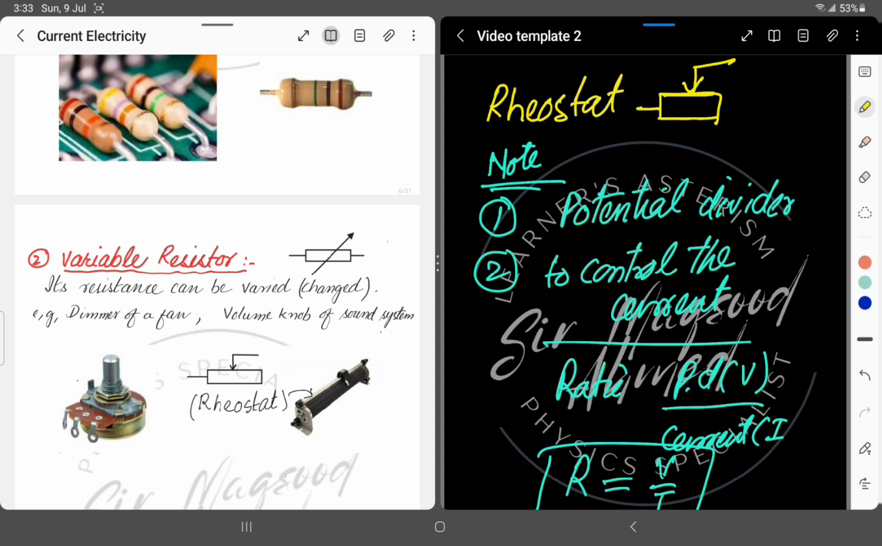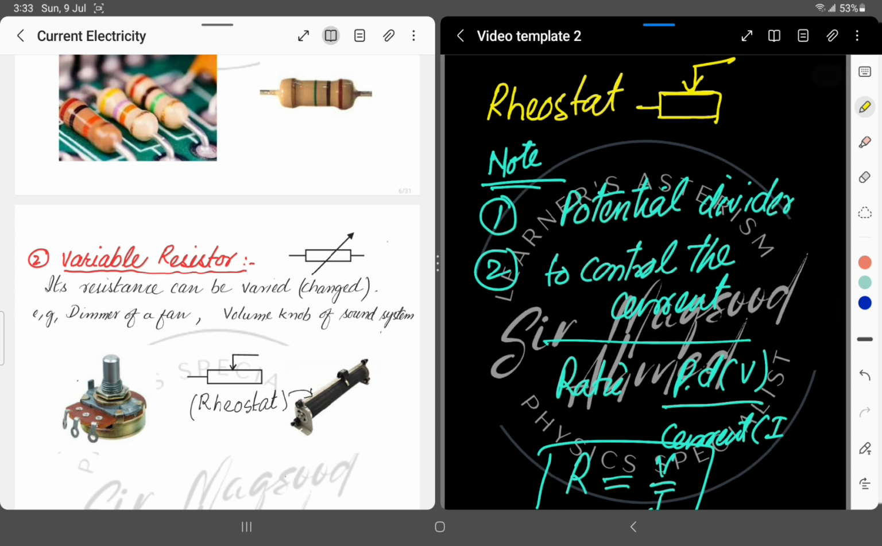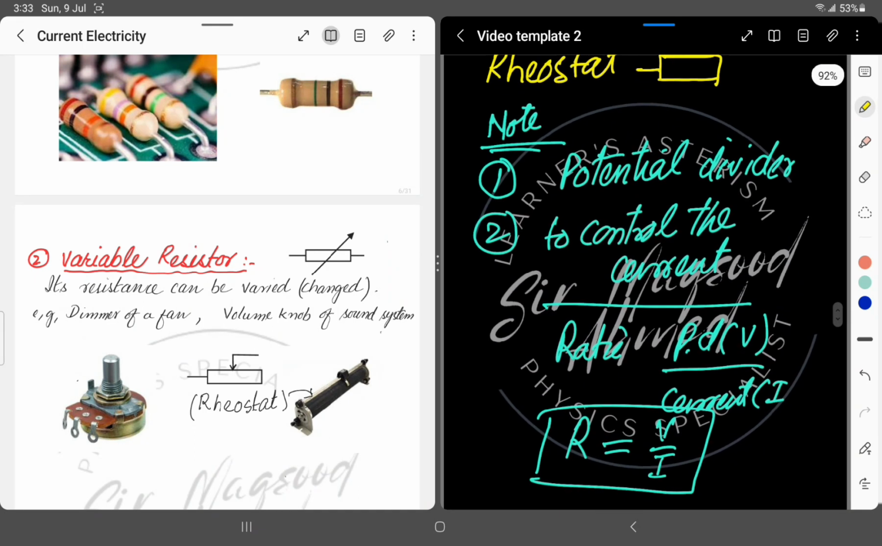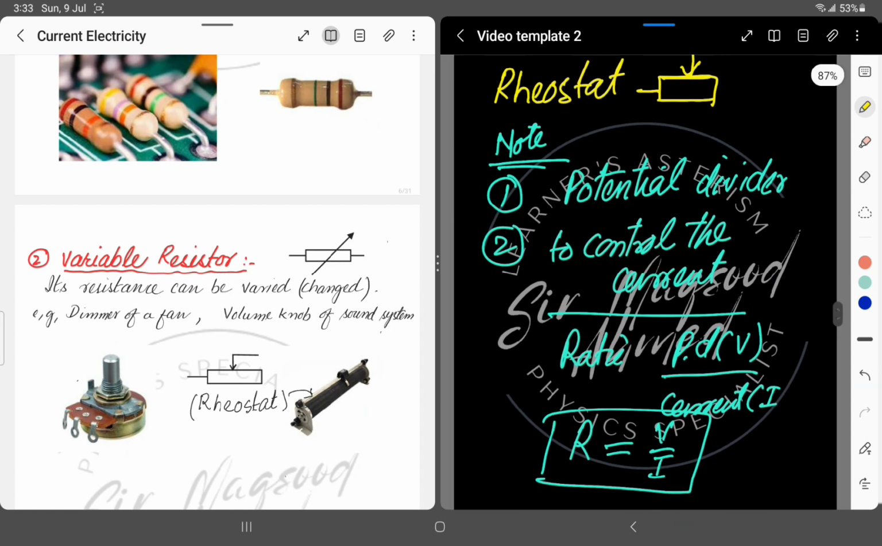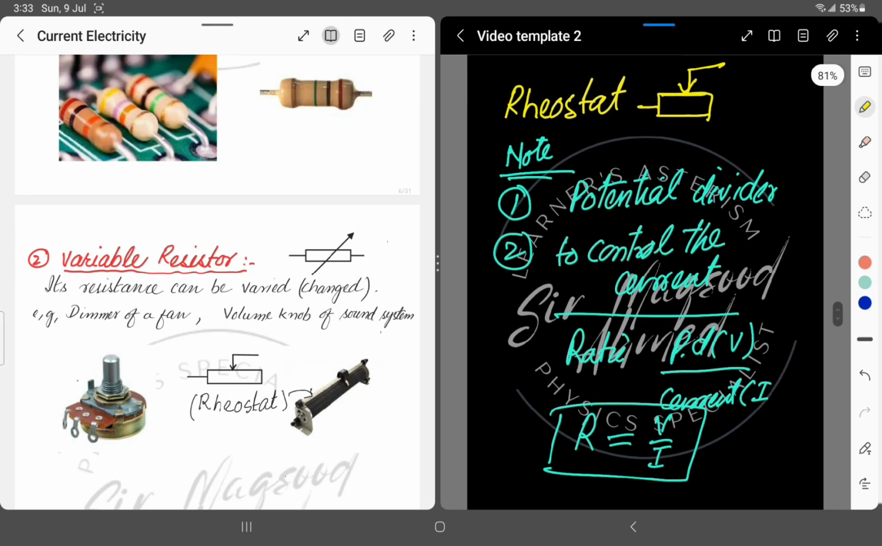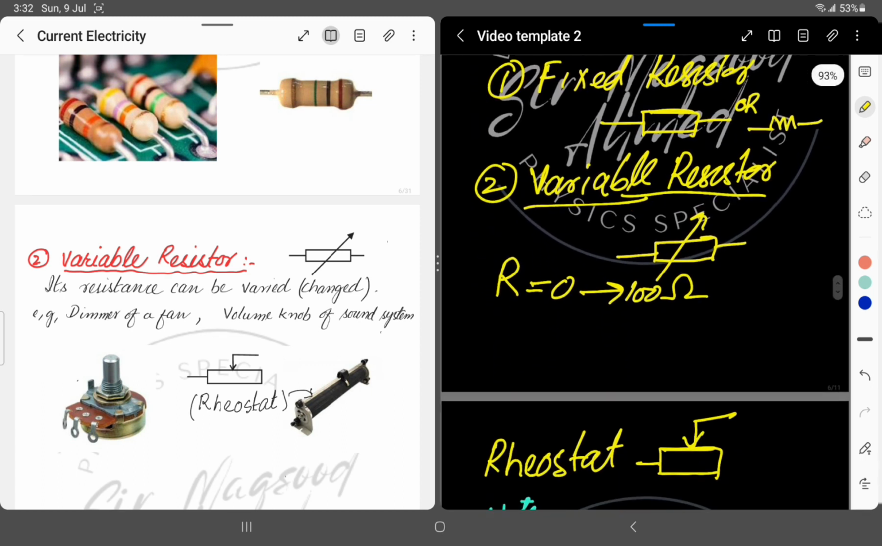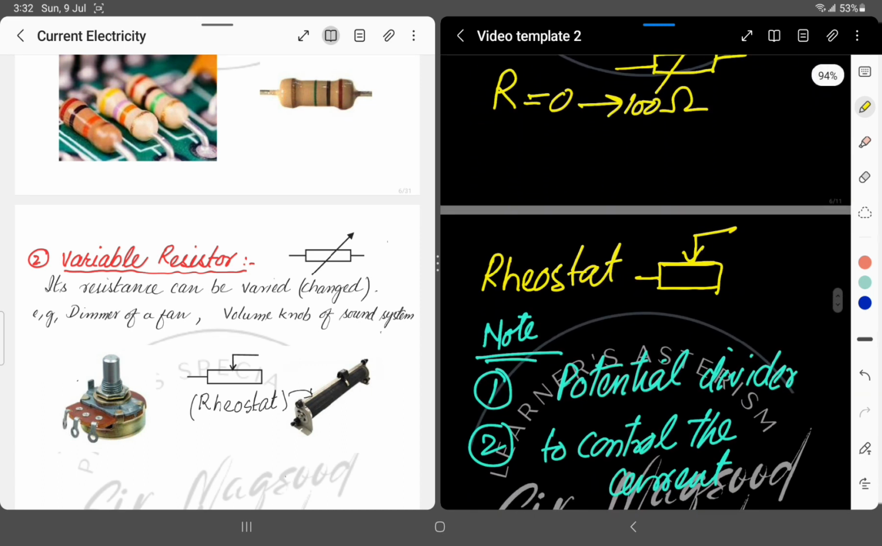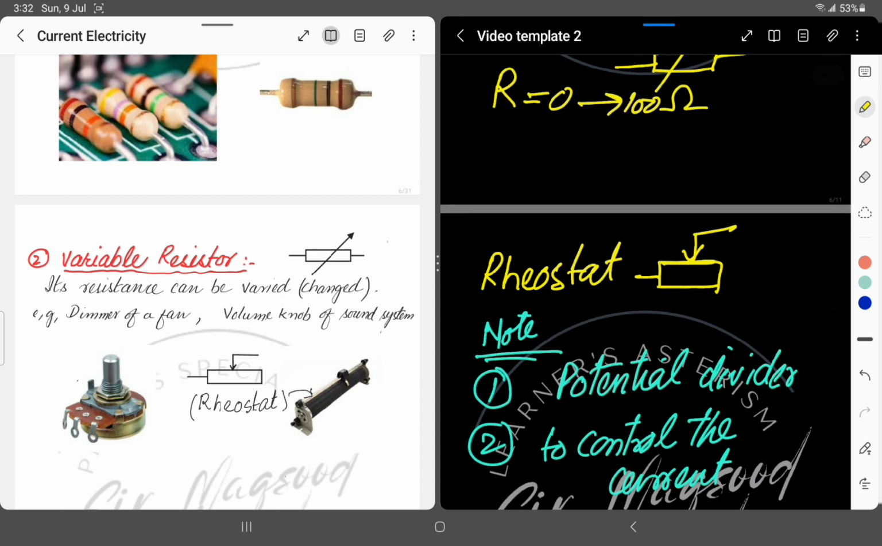Dear students, now some important points regarding a resistor. Number one, the resistor can be used to divide the voltage. So we can say that resistors can be used as a potential divider. Number two, resistors are also used in the circuit to control the amount of current.